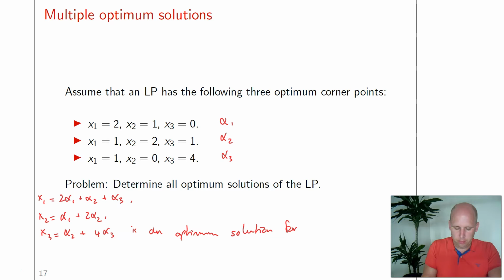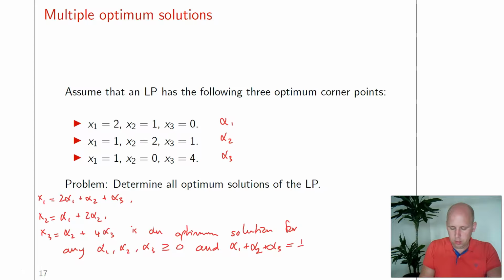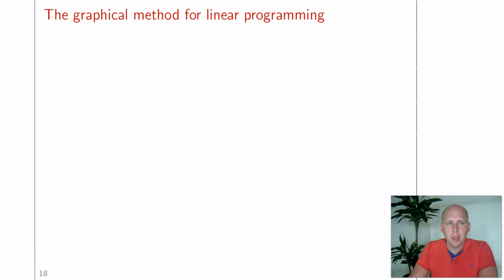And this is an optimum solution for any alpha 1, alpha 2, alpha 3, all greater than or equal to 0, and the sum of them should be 1. So this is the definition of a convex combination of 3 points in a 3-dimensional plane. So this gives us mathematically the set of all optimum solutions.